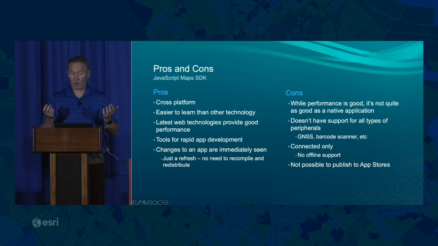The cons: while performance is good, it's not typically quite the same as a native application. Particularly, we see that on mobile apps and how we interact with the user interface. It doesn't support all of the peripherals that you might want, like GNSS receivers, barcode scanners, RFID scanners, things like that. It is connected only, so if your application needs to run offline, it's not the tool for you, and it's not possible to go to app stores.